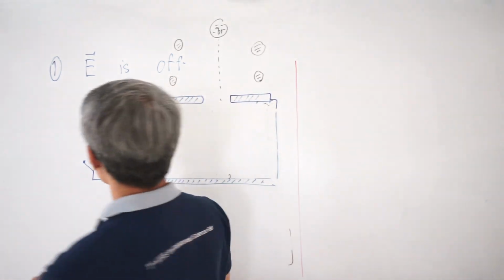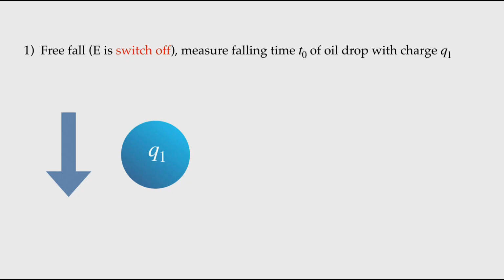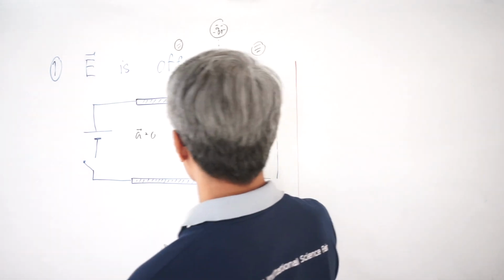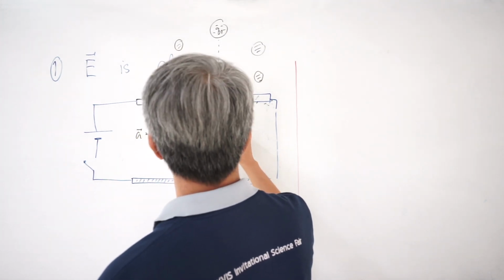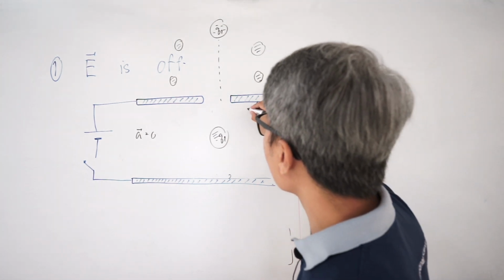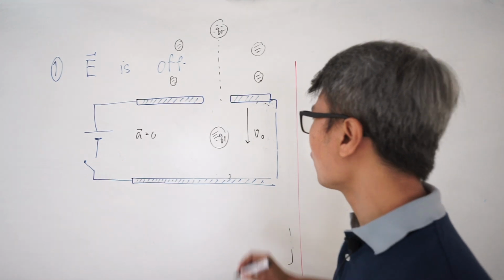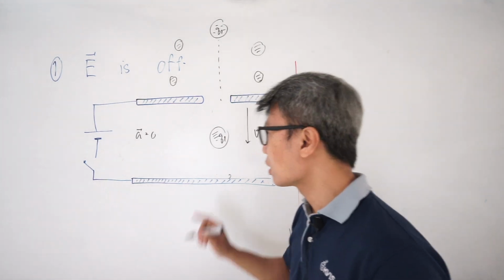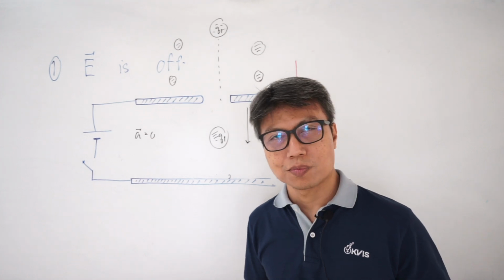But first, keep in mind that we turn off our electric field. Therefore, when the drop is falling down in this region, it is falling down with the charge Q1, right? And with the falling speed V0. From this, if I ask you which kind of force is acting on this oil drop, can you tell me?